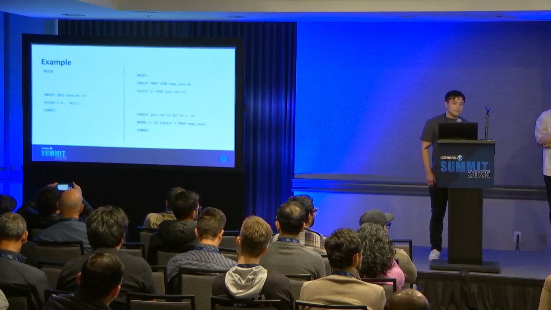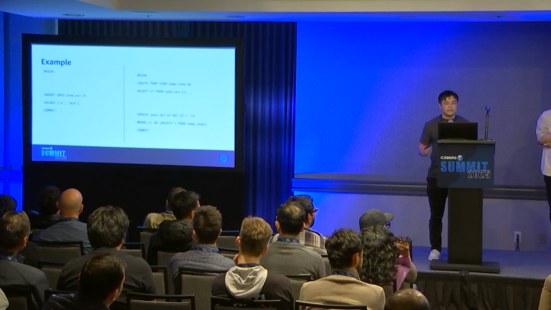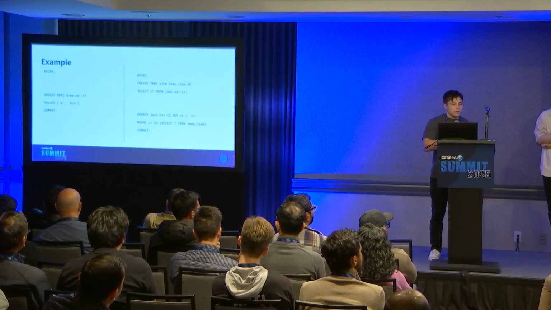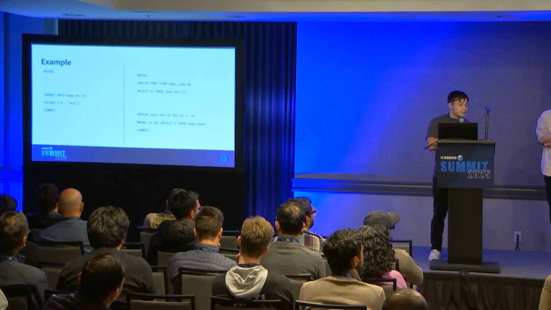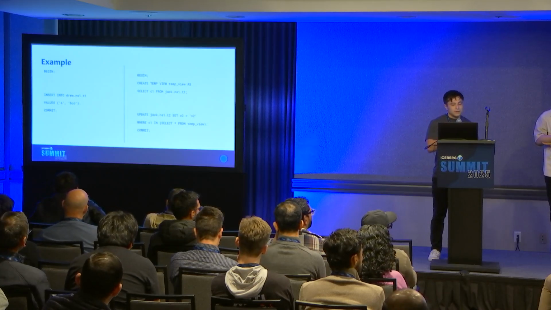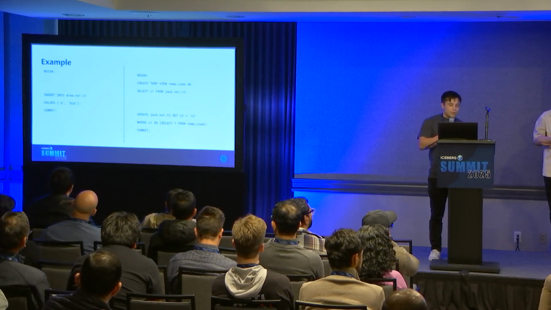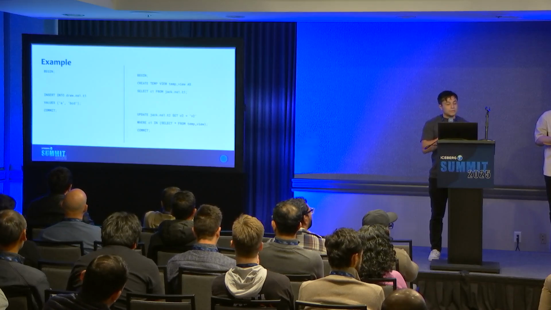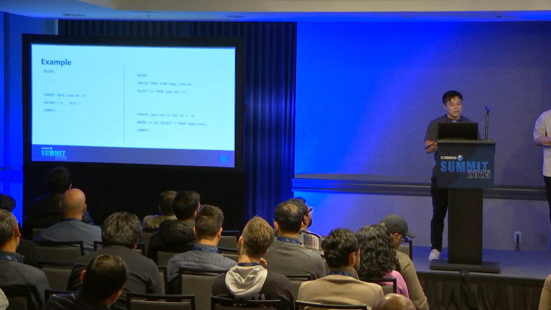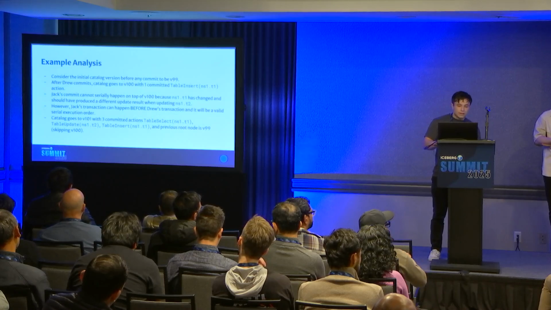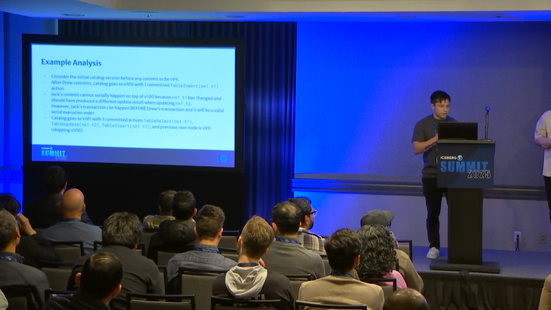And Jack is going to start off by creating a view by selecting from T1. And afterwards, Drew will insert some values and commit. And next, Jack will also update T2 from the view in T1 and commit. And now in the analysis, we'll talk about why this is important.